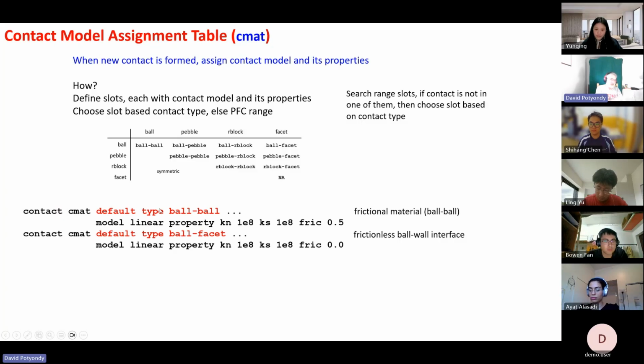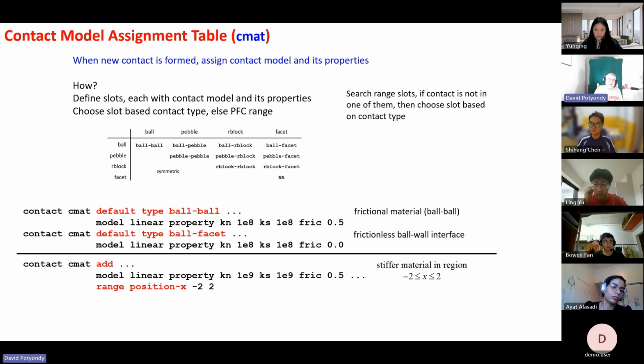And that just means all the time, for any reason, any contact that forms, this is what you do, okay? And you can do much more sophisticated stuff. But the basic idea here is I can say, oh, what about a certain part of the model that's in this range of X from -2 to 2? I want those guys to be stiffer. I want their Kns to be 10 times bigger than the other Kns. And so you can do that.